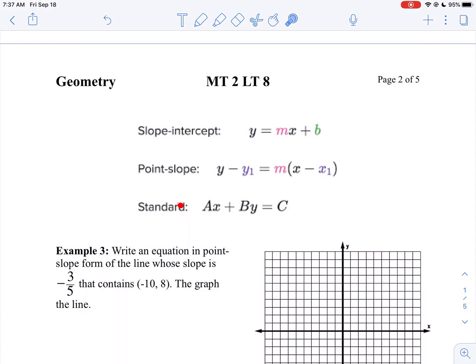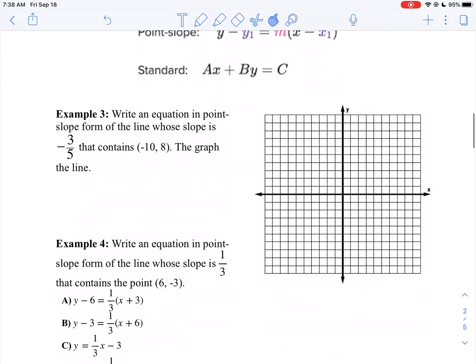And then we have standard form, which is ax plus by equals c, where a, b, and c can be any number in the world, except they all can't be 0 at the same time, otherwise you wouldn't have an equation. If we take a look at example 3 here, we want to write the equation in point-slope form of a line whose slope is negative 3/5 that contains the point negative 10, 8, and we want to graph that equation.